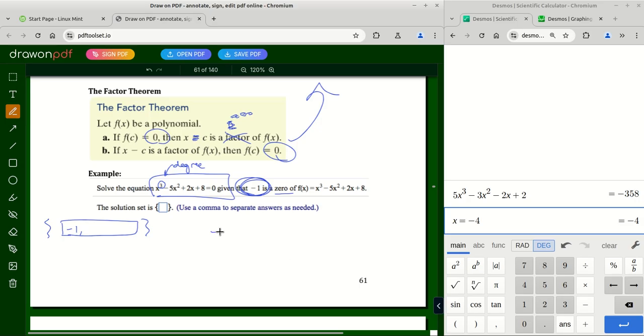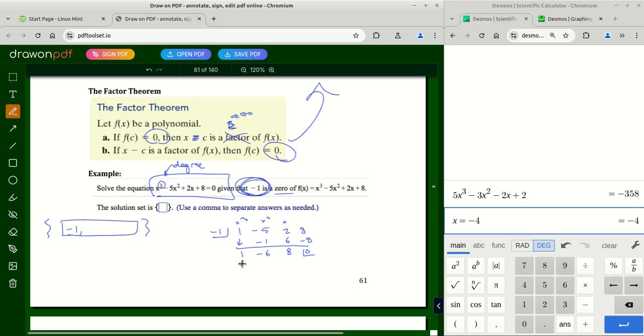What you do is synthetic division. So negative 1, and then you go through and do synthetic division with this and reduce it down. Negative 1 times 1 is negative 1, minus 5 is negative 6. Negative 1 times negative 6 is positive 6, plus a 2 is going to be an 8. Negative 1 times 8 is negative 8. 8 and negative 8 make a 0.